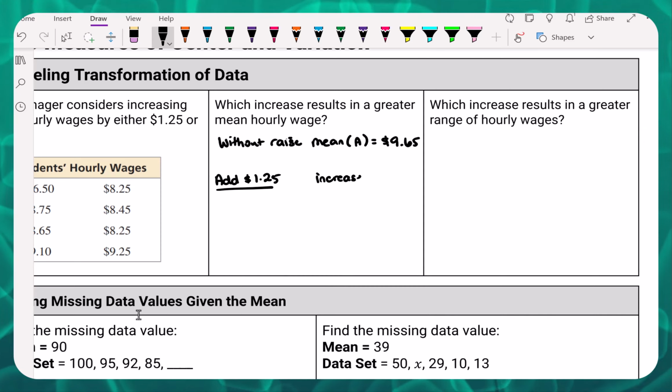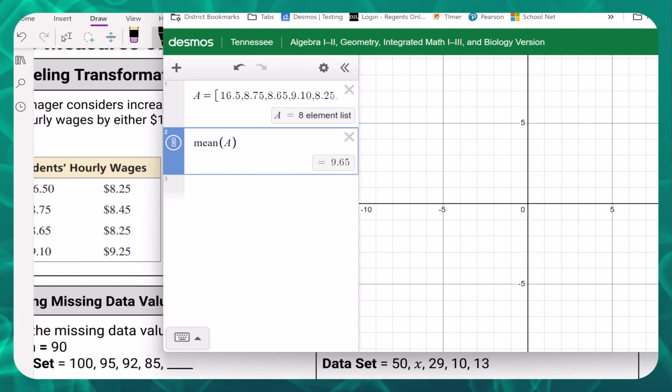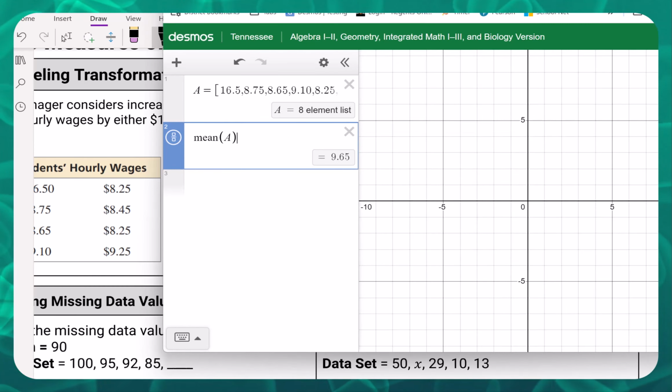Okay, so adding $1.25 is simply going to add $1.25 to the current mean. So you can just use your calculator and add $1.25 to that. So $9.65 plus $1.25 is going to give us $10.90. What's really neat is that you can do this inside Desmos as well. If you wanted to change your mean, you can just add $1.25 to it and it will automatically do it for you. So it's kind of neat.